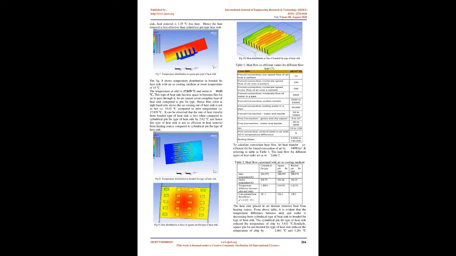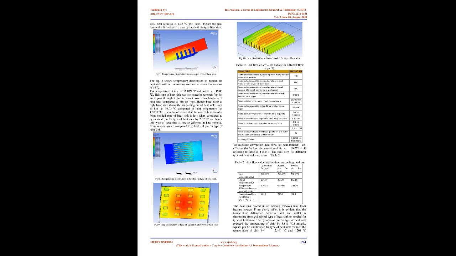Similarly, Figure 7 shows temperature simulation results for the square pin fin heatsink placed in air as cooling medium at the same room temperature, i.e. 15.0 C. The temperature at inlet is 17.8390 C and outlet is 20.30 C. Compared to readings of the cylindrical pin fin type of heatsink, heat removal is 1.350 C less here. Hence the heat removal is less effective than the cylindrical pin type heatsink. Fig 7: temperature distribution in square pin type of heatsink.